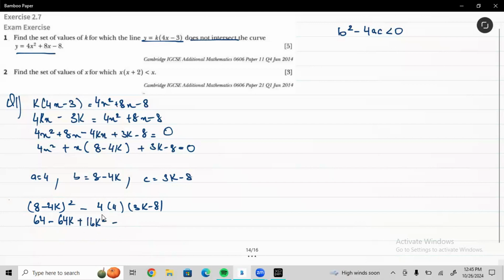Minus 4 times 4 is 16. 16 multiplied by 3, what is 16 multiplied by 3? I guess it's 48, let me check. 16 multiplied by 3 is equal to 48, so minus 48k, plus 16 multiplied by 8, which is 128. And this whole is going to be less than 0. Simplify this equation: 16k squared minus 64k minus 48k. So minus 64 minus 48 is going to be negative 112k.